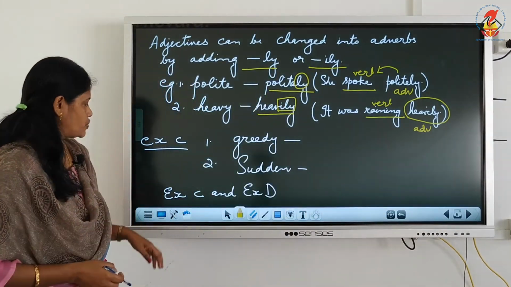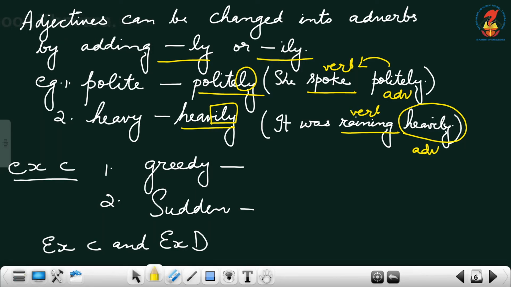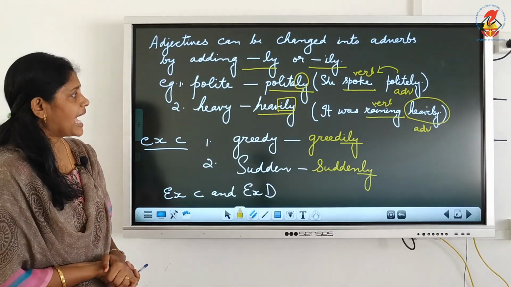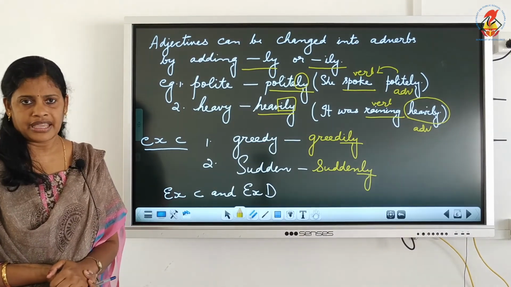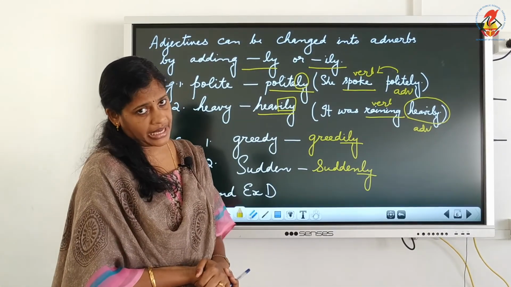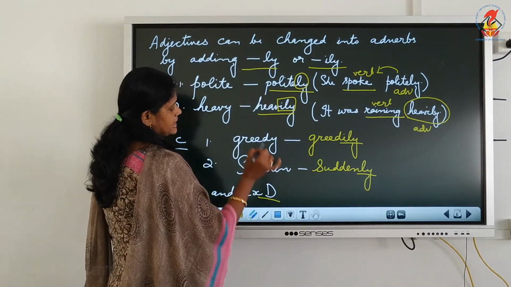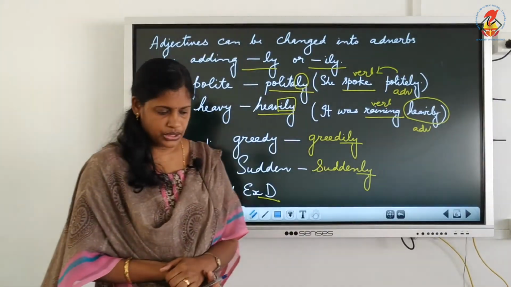Let's see in your textbook, exercise C, the first example. So greedy will become greedily, isn't it? Sudden will become suddenly. Here I have added ily, here I have added ly. Is it clear, children? Adjectives can be changed into adverbs by adding ly or ily. We generally do that in adverb of manner, okay, to describe something. So you have to do exercise C and exercise D, which are given in your textbook.